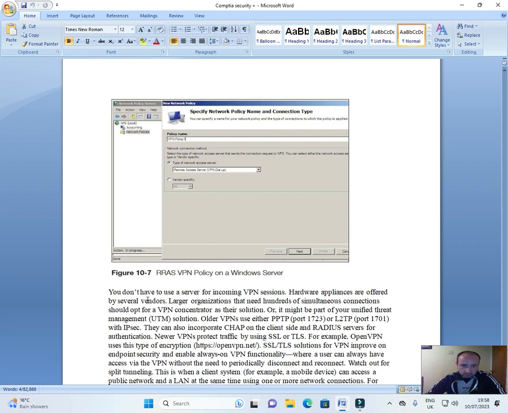You don't have to use a server for incoming VPN sessions. Hardware appliances are offered by several vendors. Larger organizations that need hundreds of simultaneous connections should opt for a VPN concentrator as their solution, or it might be part of your unified threat management (UTM) solution.